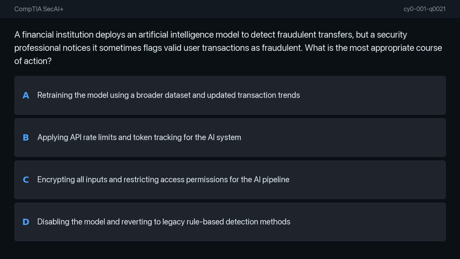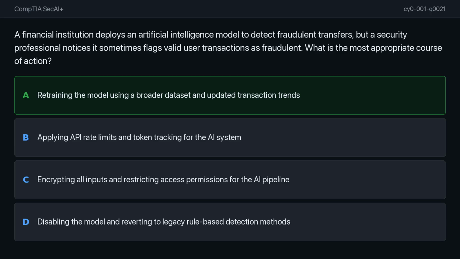Let us think about what this question is asking. We're dealing with an artificial intelligence model used for fraud detection in a financial context. The core issue is that the model is generating false positives, meaning it incorrectly identifies legitimate user transactions as fraudulent. The challenge is to determine the best strategy to fix this classification error without unnecessarily discarding the system or applying unrelated security controls.